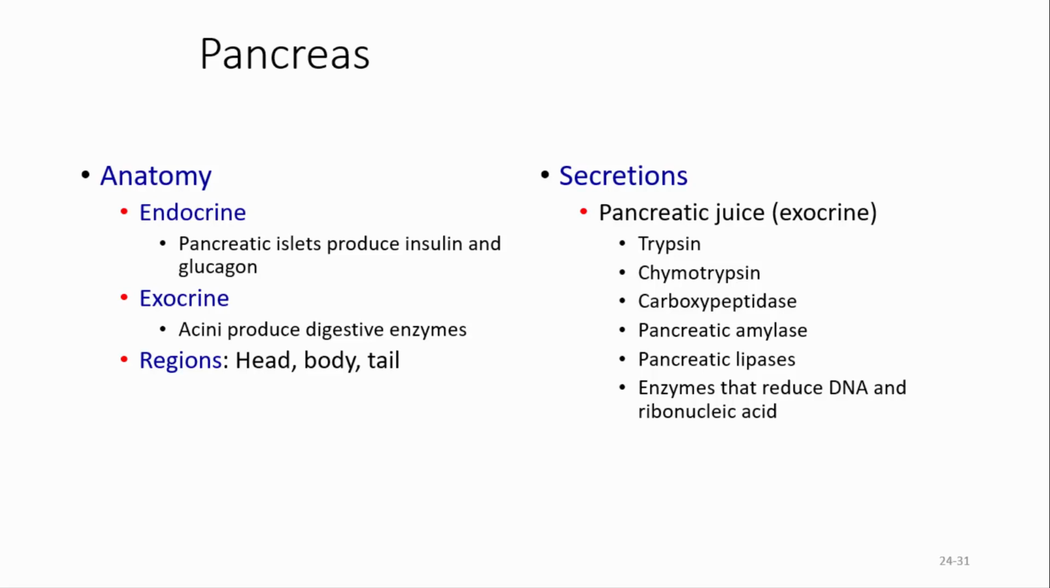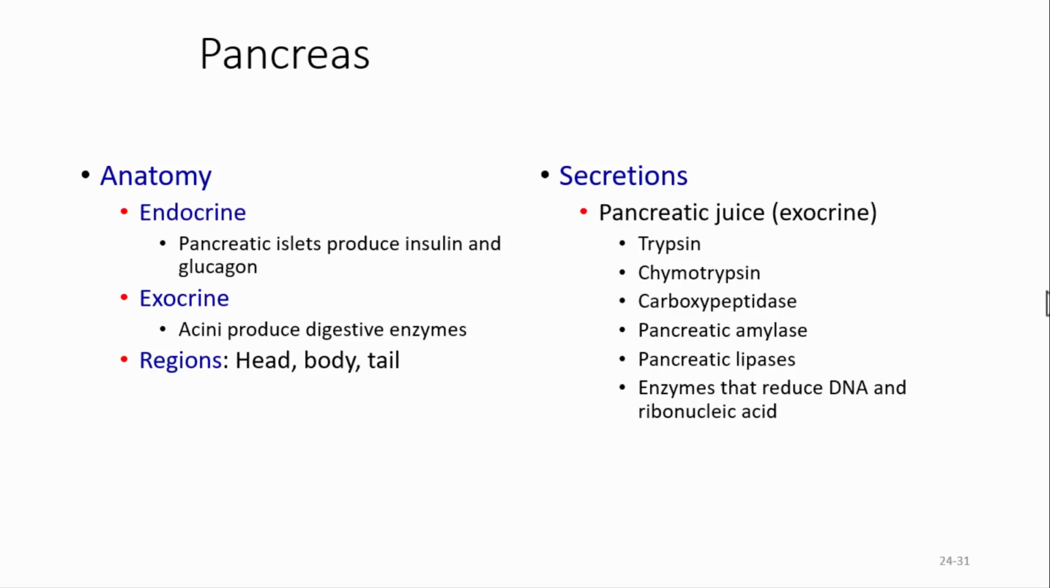The regions are the head, body, and tail, as I showed you in the earlier slide. The pancreatic juice, which is a function of the exocrine portion of that gland, is trypsin, chymotrypsin, carboxypeptidase, pancreatic amylase, pancreatic lipase, and enzymes that reduce DNA and ribonucleic acids. And that would be your nucleases.